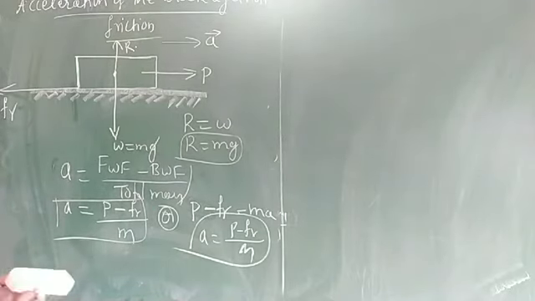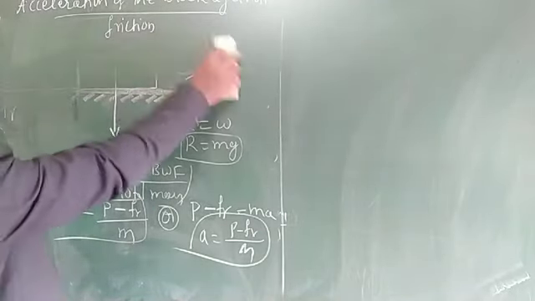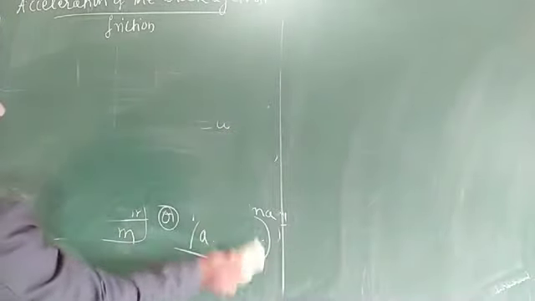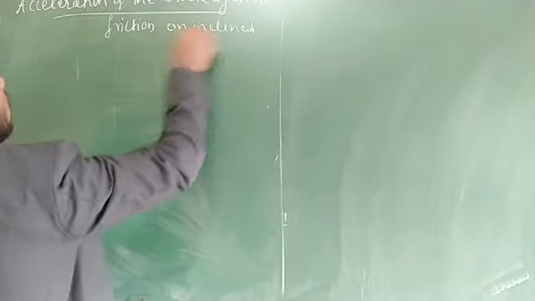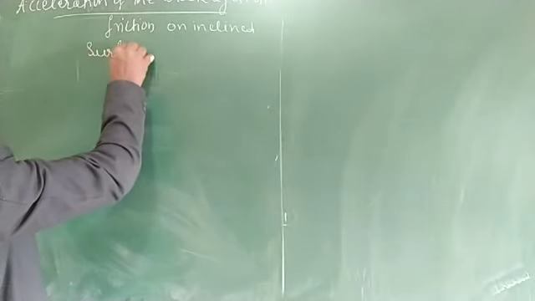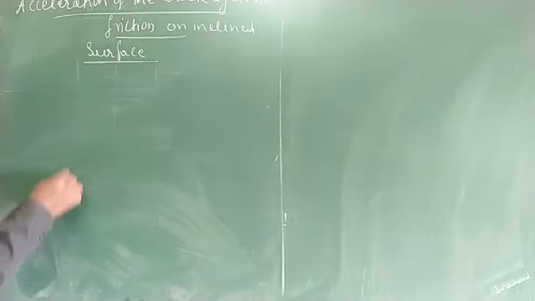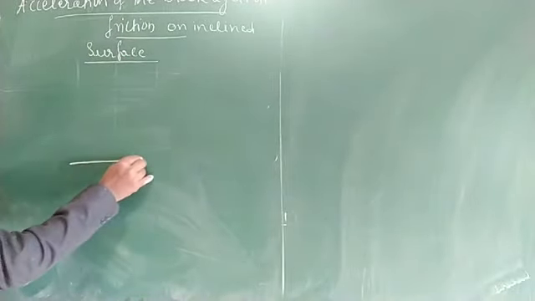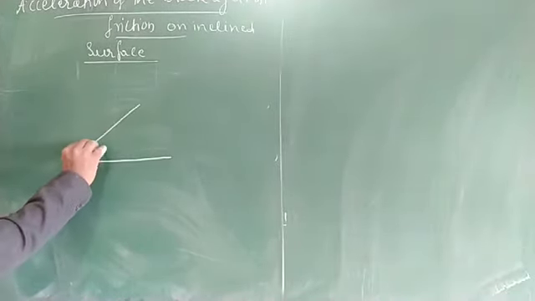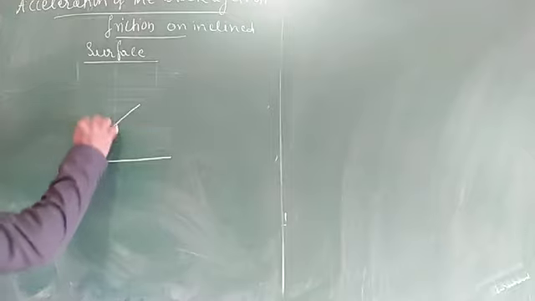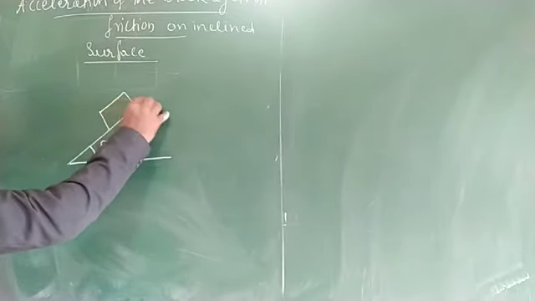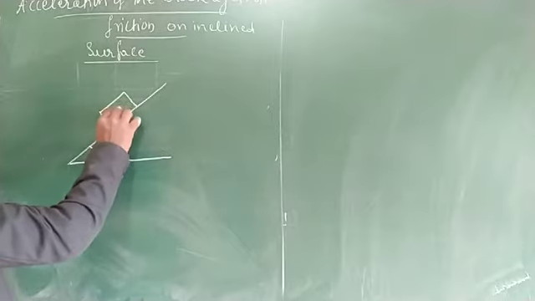Next one is acceleration of the block against friction on an inclined surface. If I consider an inclined surface, theta is the angle of inclination, and a block of mass m is placed on the inclined surface.